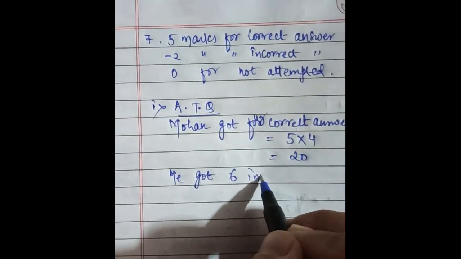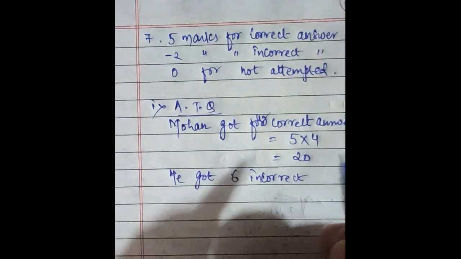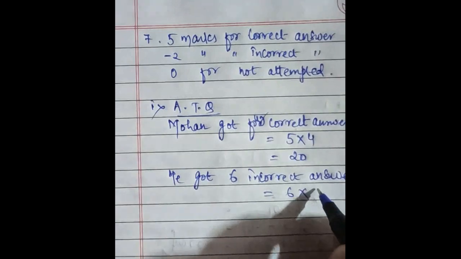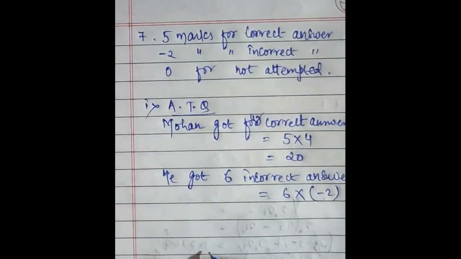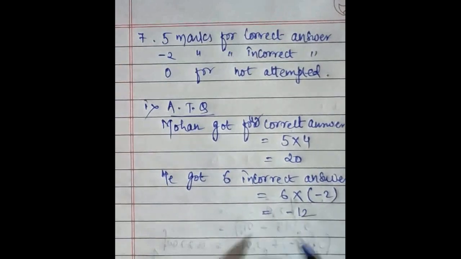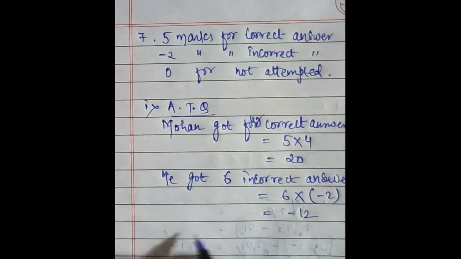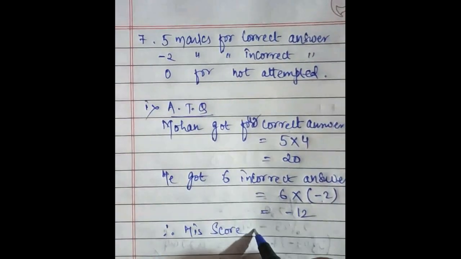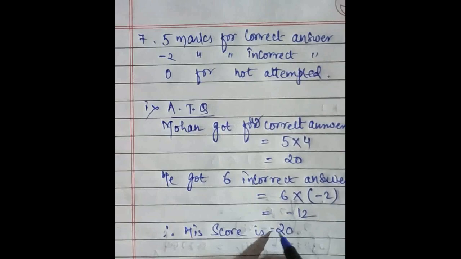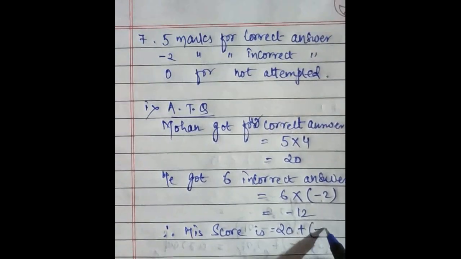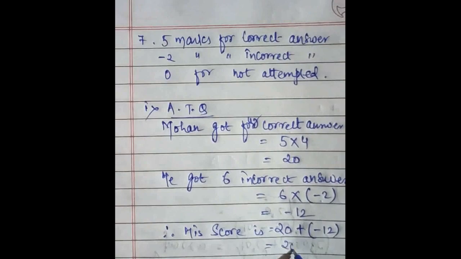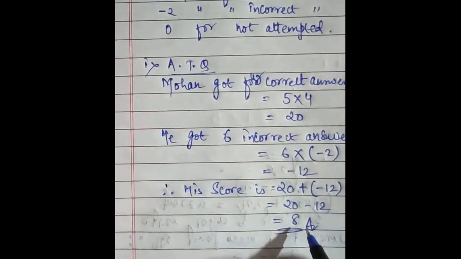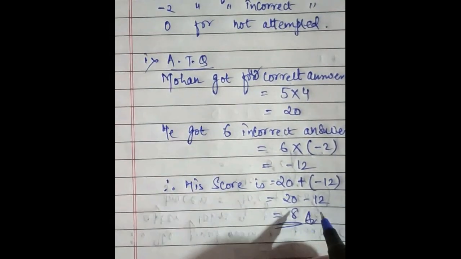And how many incorrect did he get? 6 incorrect. Oh Mohan, you have to work very hard, right? So it is 6 into minus 2 is equal to how much? Minus 12. So what is his score? We are calculating the total, so 20 plus minus 12, right? So 20 minus 12 is equal to 8, which I have told you. So this is the way to do.